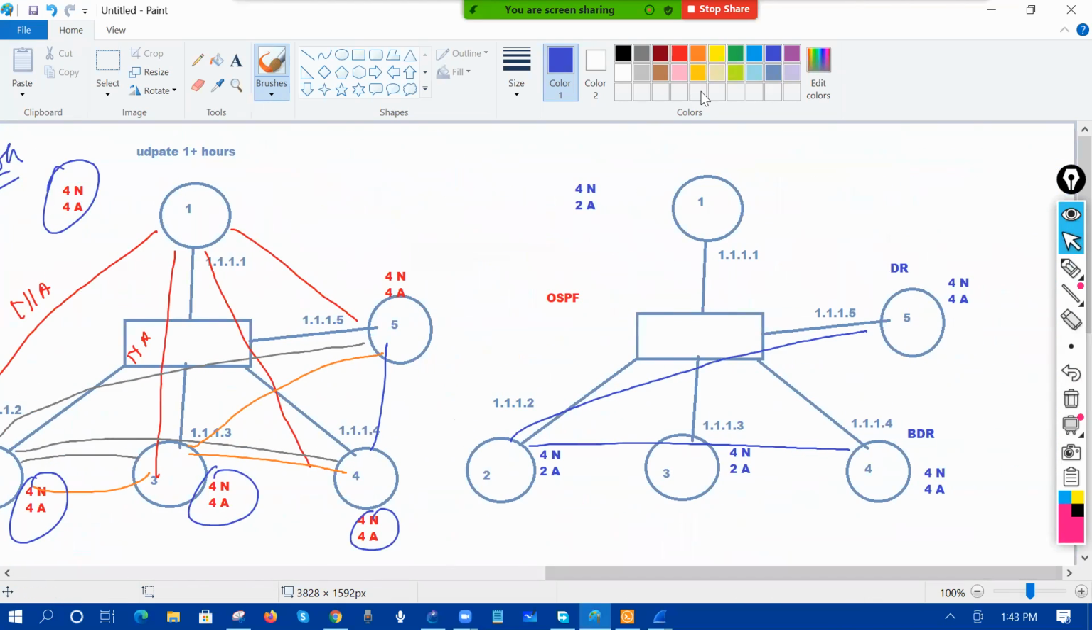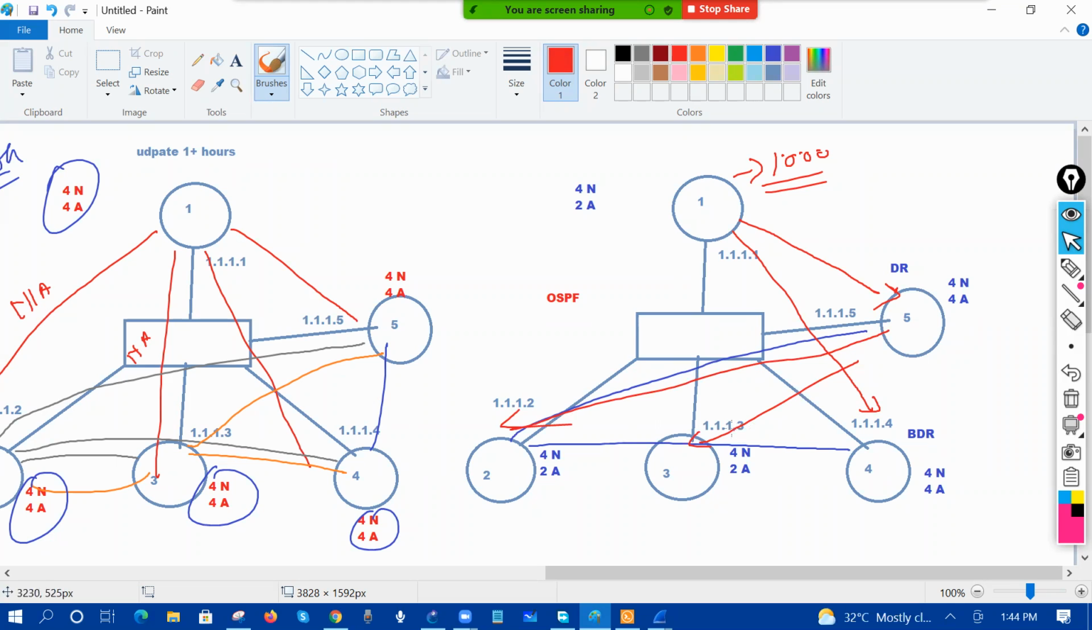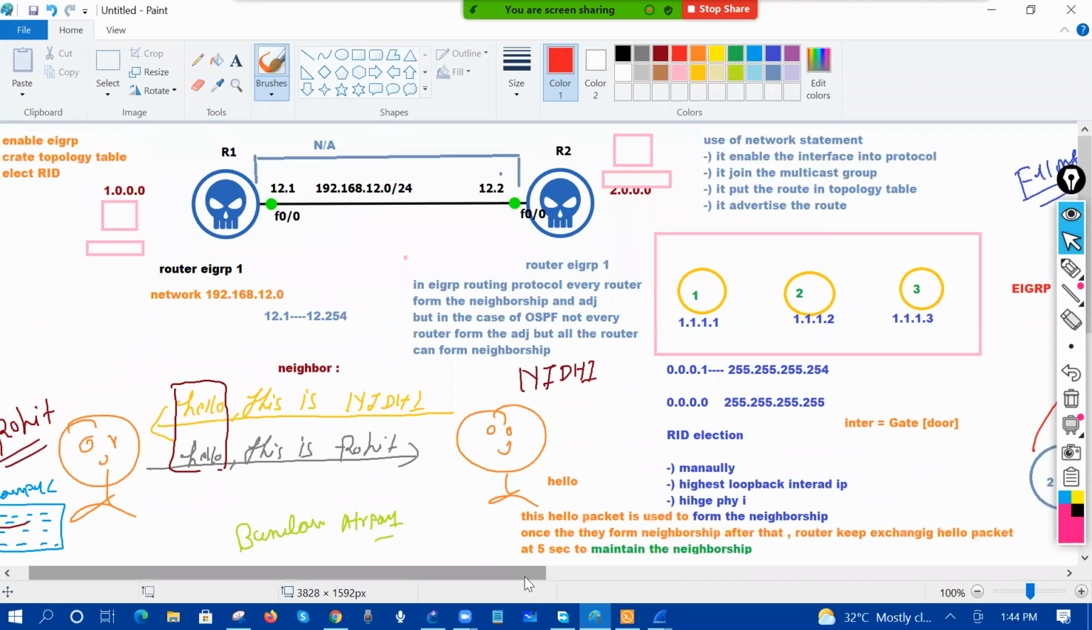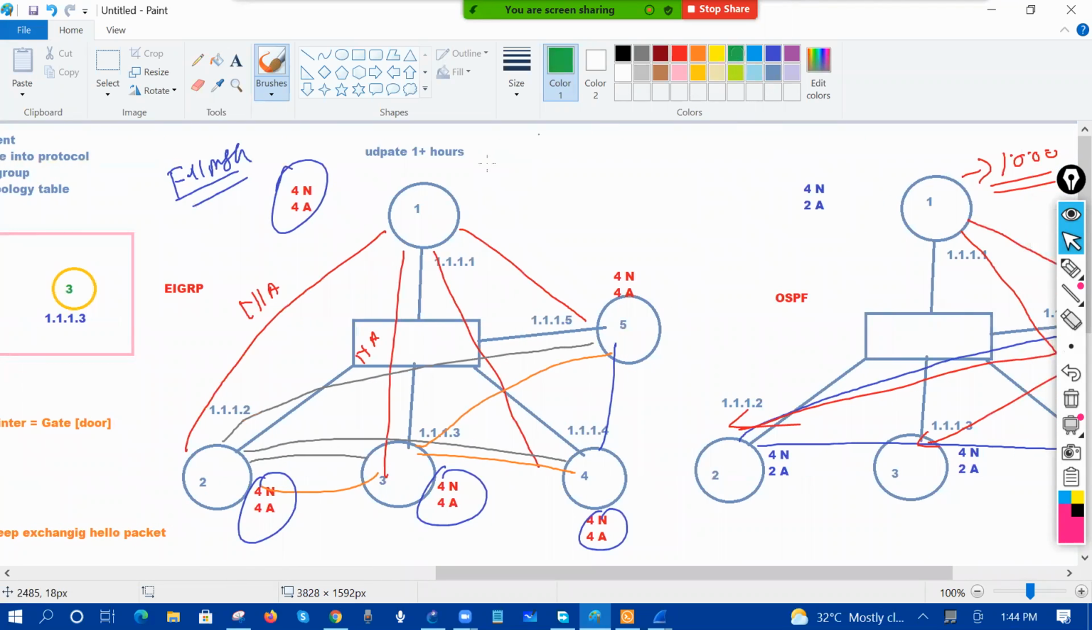In this case, take an example. R1 is having 1.0.0.0. So R1 has a neighborship with every router, right? R2, R3, R4 and R5. But R1 cannot exchange the update with R2. They will first share the update to the DR and BDR, and then the DR will flood the information to this guy. That's the meaning of adjacency. But in the case of EIGRP, what happened? If R1 has some update, 1.0.0.0, they can send it to this guy, this guy, this guy, everyone.